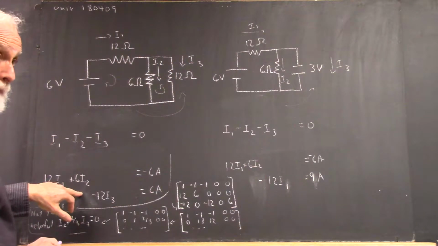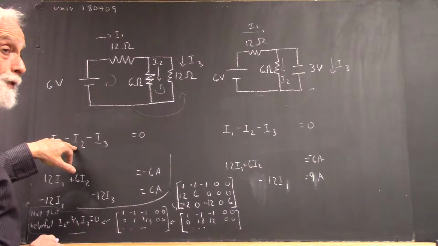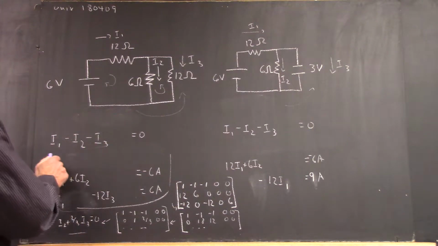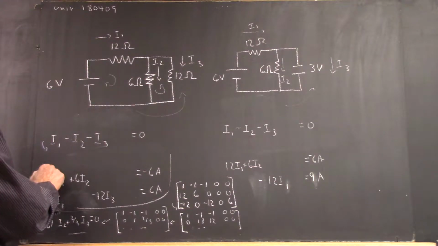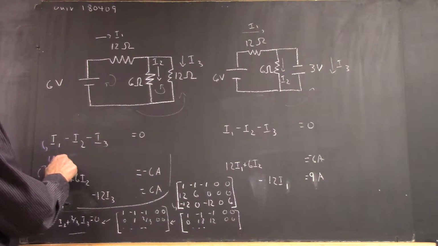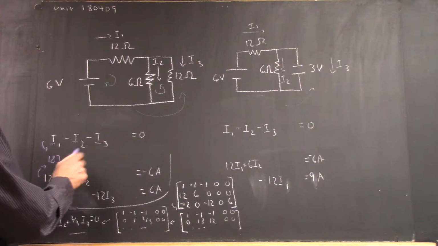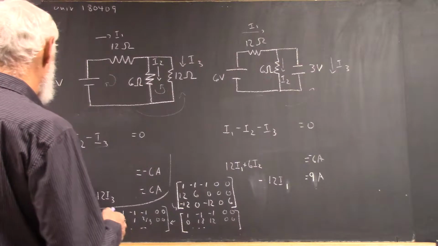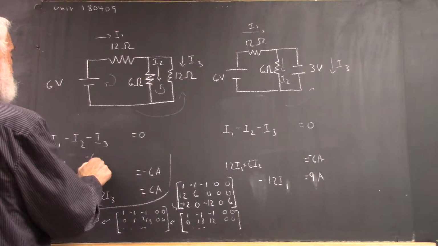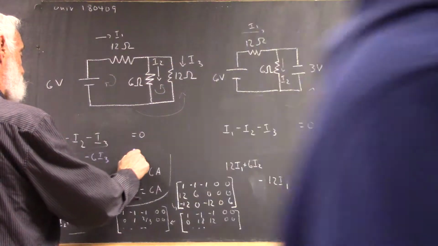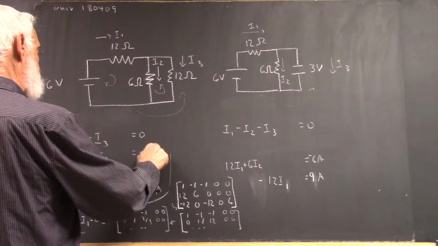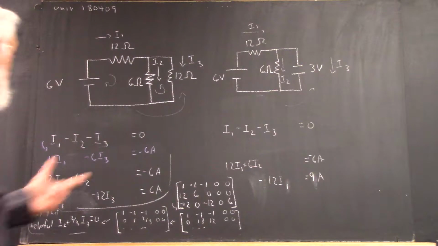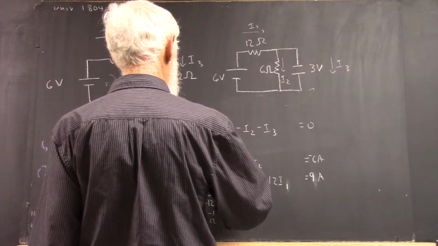eliminate I2 here, okay? So adding 6 times this equation to this equation pretty clearly gives me 18I1, and then negative I3, minus 6I3 equals negative 6 amps. Okay? Is that what we get? Mm-hmm. And of course we're going to get the same thing here. And that's going to be very useful.